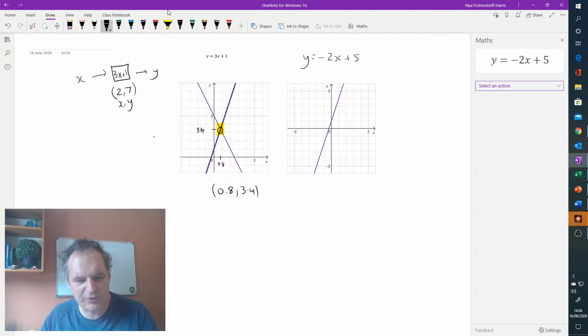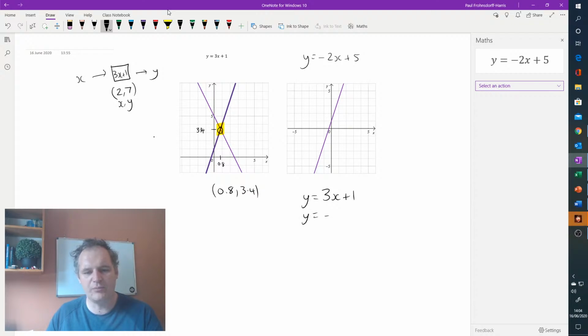Now, if I had used an algebraic method, I'd get an even more precise answer. I'm going to demonstrate what I would have got using the algebraic method. I'm assuming you've all done this before. If not, go back and watch some easier videos before you tackle this. 3x plus 1 is y, and y equals minus 2x plus 5. We can subtract one from the other to give 0 equals 5x, because if you take away a minus, it's a plus 5x, and 1 minus 5 is minus 4. So we can then add 4: 5x equals 4.